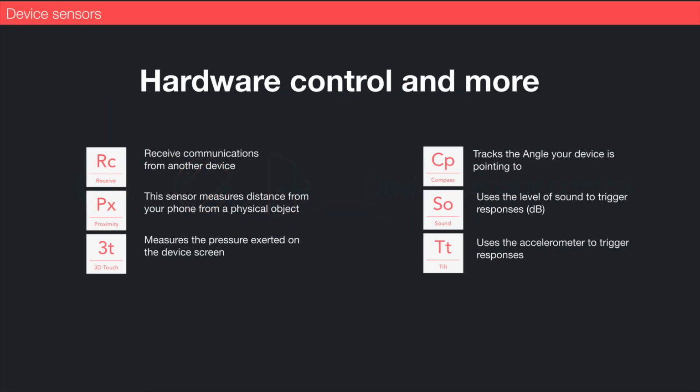So for device sensors, we've got a number of options. We've got the receive trigger, which is the trigger that allows you to receive messages from another prototype. We've got the proximity sensor, which controls your screen darkening when you take a phone call or put it in your pocket. We've got 3D Touch, which allows you to add interaction based on pressure sensitivity. We've got Compass, which is one of the sensors inside of your device. And we've also got Sound and Tilt, which is effectively the accelerometer, which we can control.